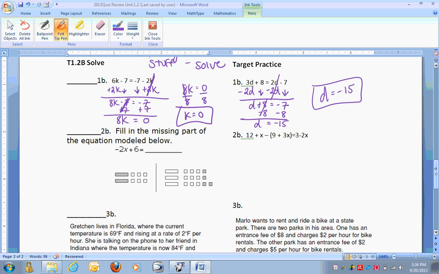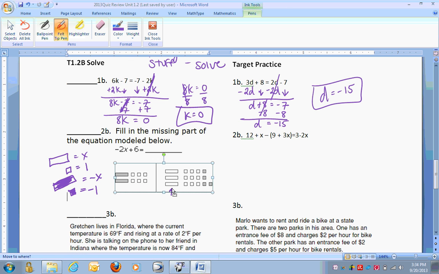Alright, and problem 2, we have these bars, and bars represent x. The little squares represent 1. If we have a little bar and it's shaded in, that's negative x. And if we have a little square shaded in, that's negative 1. So on this side, I have 2 shaded in rectangles, which represent negative 2 x's, and then I have 6 little squares, which represent 6 units. So I have negative 2x plus 6.